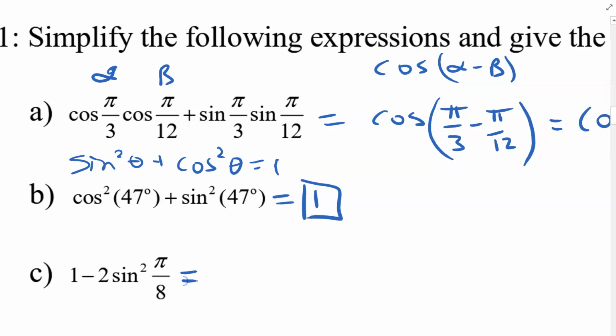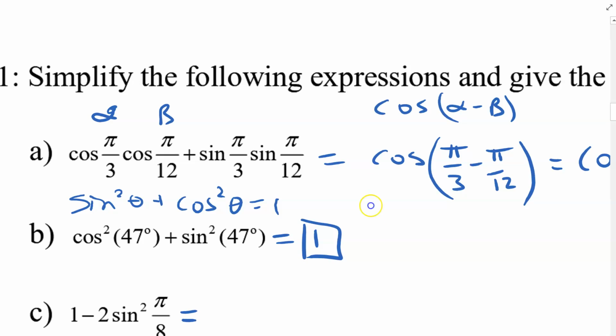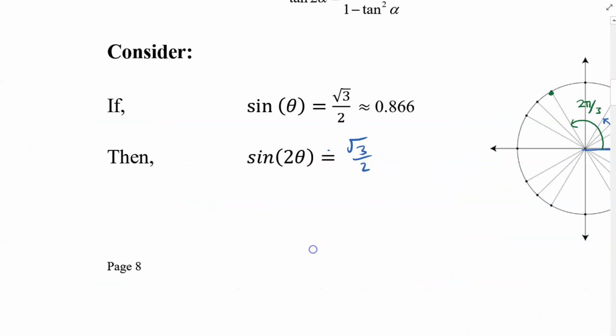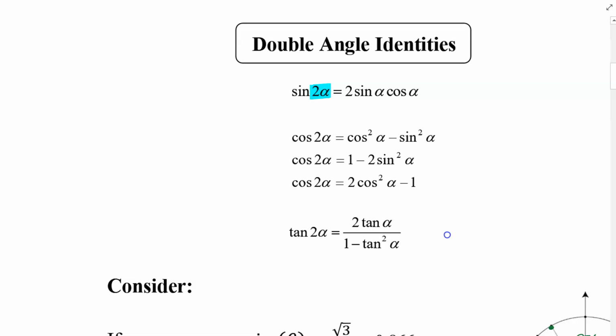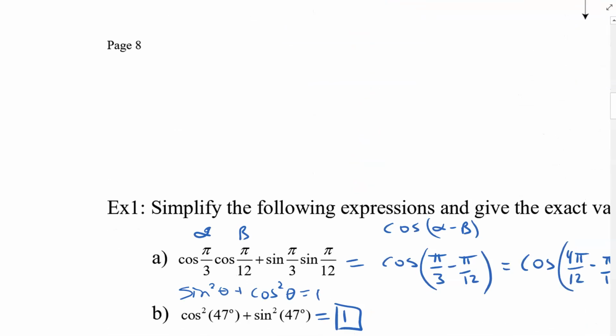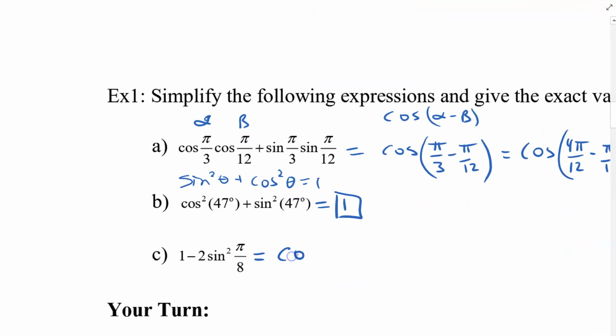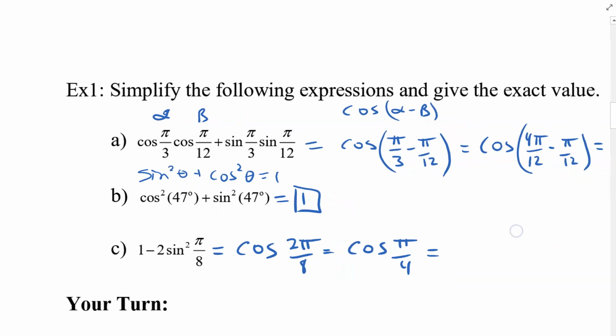Cool. All right. 1 minus 2 sine squared of some angle. So I'm going to look over here. 1 minus 2, oh, here it is, right there. So 1 minus 2 sine squared of some angle is equal to cos of twice that angle. Okay, so that's going to be equal to the cos of, what's twice pi over 8? I could say 2 pi over 8. Really, that's the same thing as cos of pi over 4. And it's one of those pi over 4 ones. Again, it's going to be root 2 over 2.